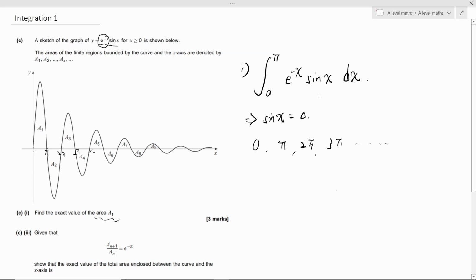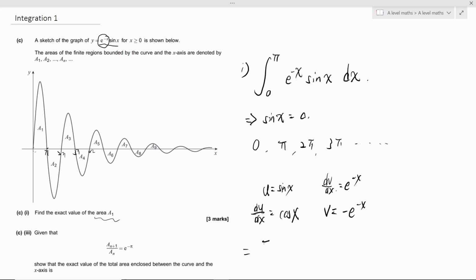Okay, now we have such a function. The next thing is to integrate this function. How shall we get started then? Well, you can see it's a product of functions, right? So I think it will be easiest to use integration by parts. Let u equal sine x, then du/dx is cos x. And let dv/dx be e to the minus x, then v is minus e to the minus x.